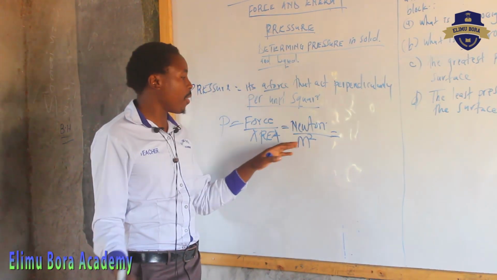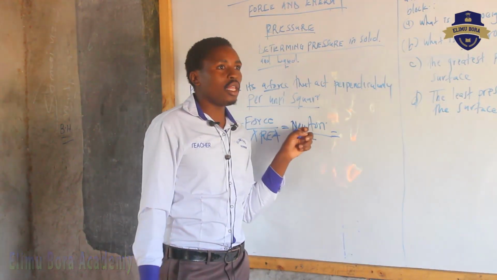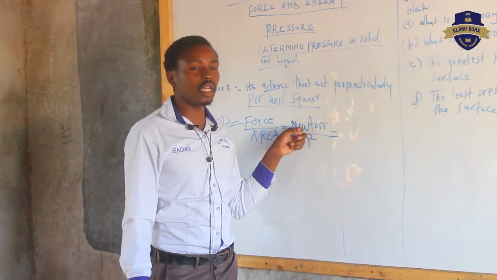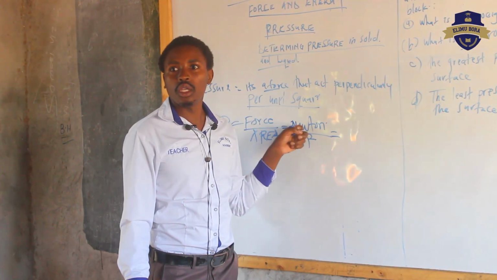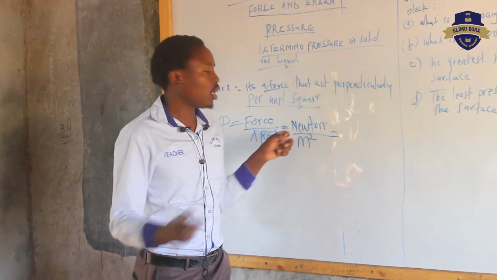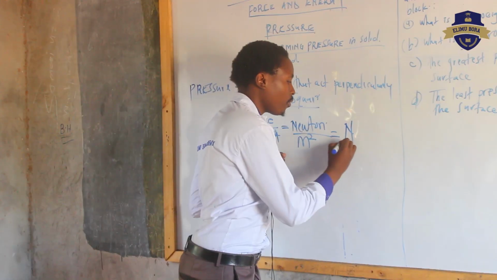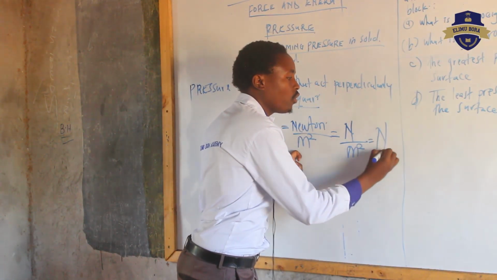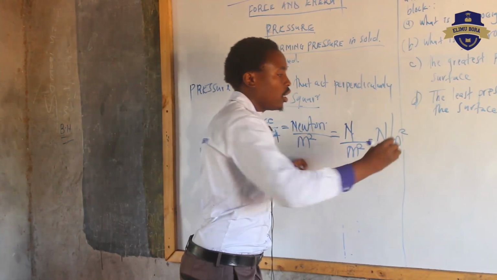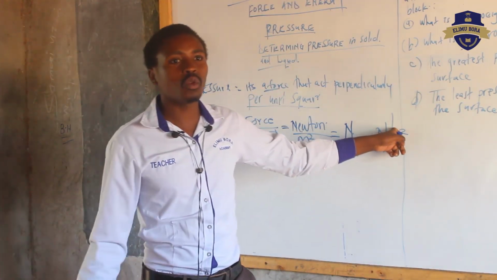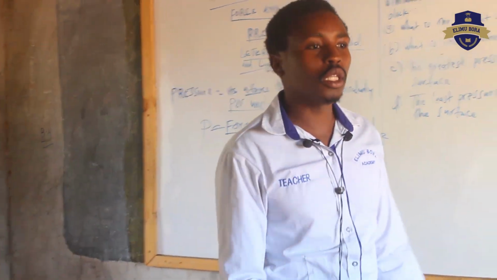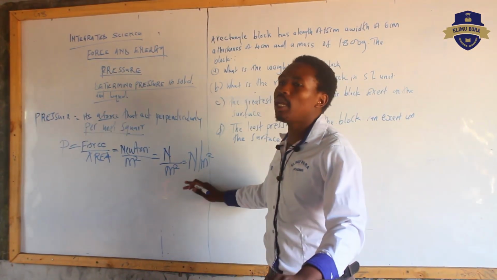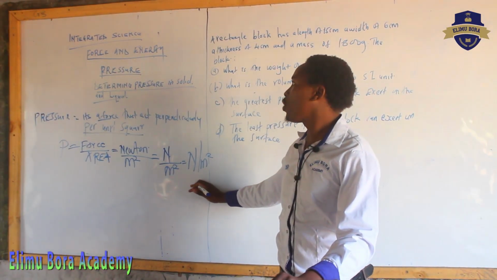Now, let's check on it. There's SI unit for Newton. Newton is written as N, while area is in meters square. So which is going to develop to Newton per meter square. So when you're determining the pressure, you should be able to know that it's going to be determined in the Newton per meter square.